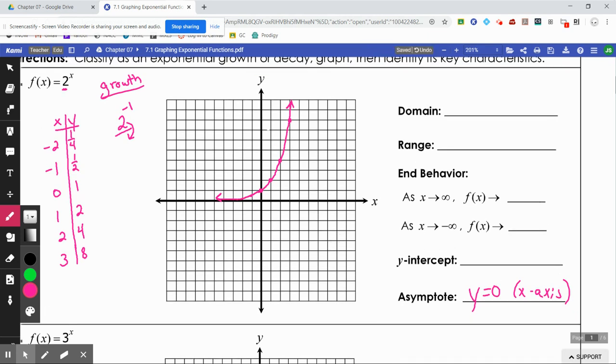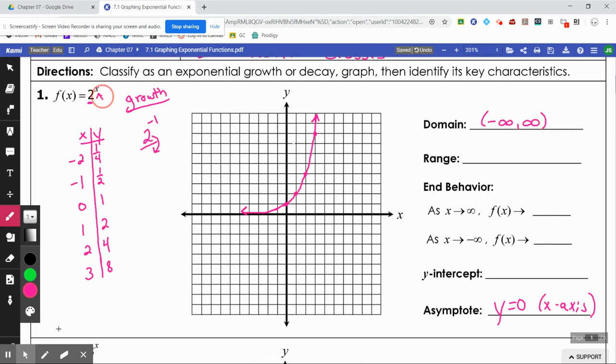Your domain, you can plug in anything you want to: negative infinity to positive infinity. You could even plug in fractions. Reminder that if you were to plug in 1/2, that'd be 2 to the 1/2 power, which we just talked about a few lessons ago. A rational exponent is a radical. That's the square root of 2.